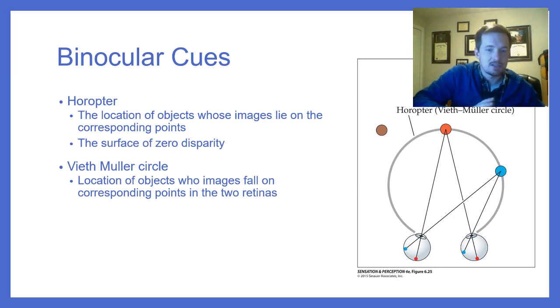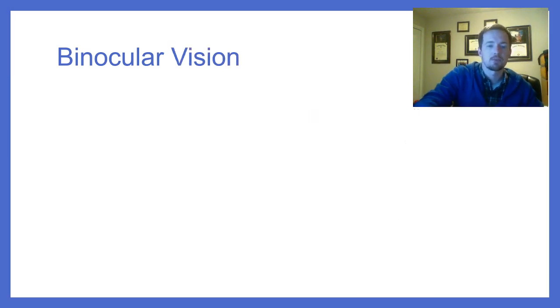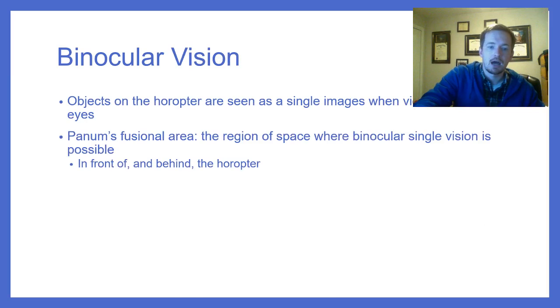I'm going to revisit this in just a second, because the next part will kind of clear some of this up. And that's the Panum's fusional area. The Panum's fusional area is going to be the spot a little bit in front of and a little bit behind the horopter that is going to make things crystal clear to us. Okay, so now let's take a step back.